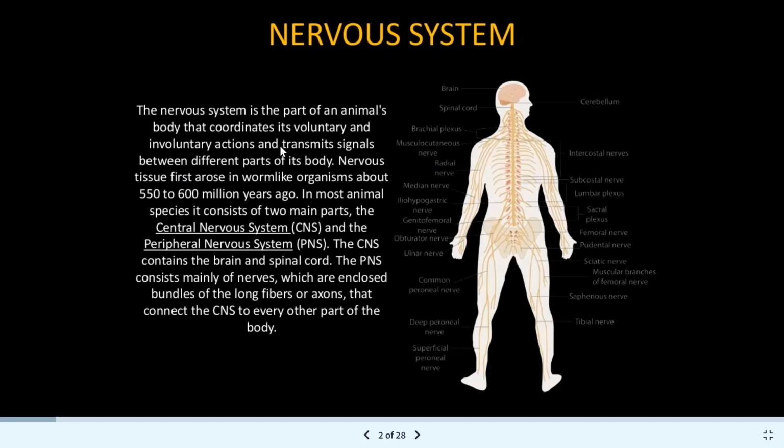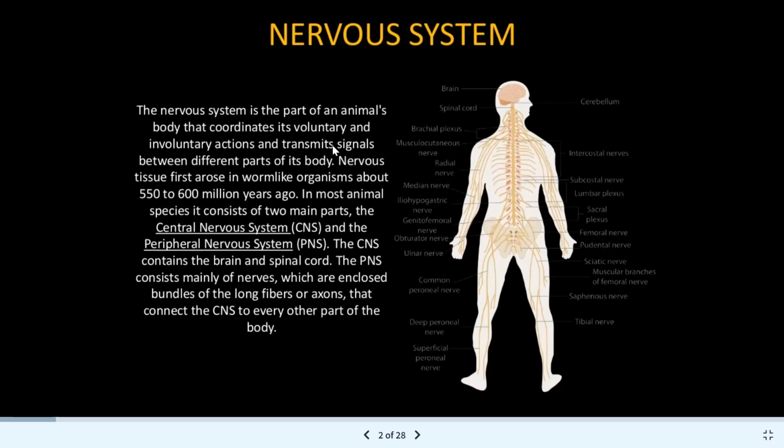What does it mean, transmit signal? It transmits signals between different body parts. That's why some are voluntary while others are involuntary actions. If you know about voluntary and involuntary actions, then you can see what the voluntary actions are and what the involuntary actions are.